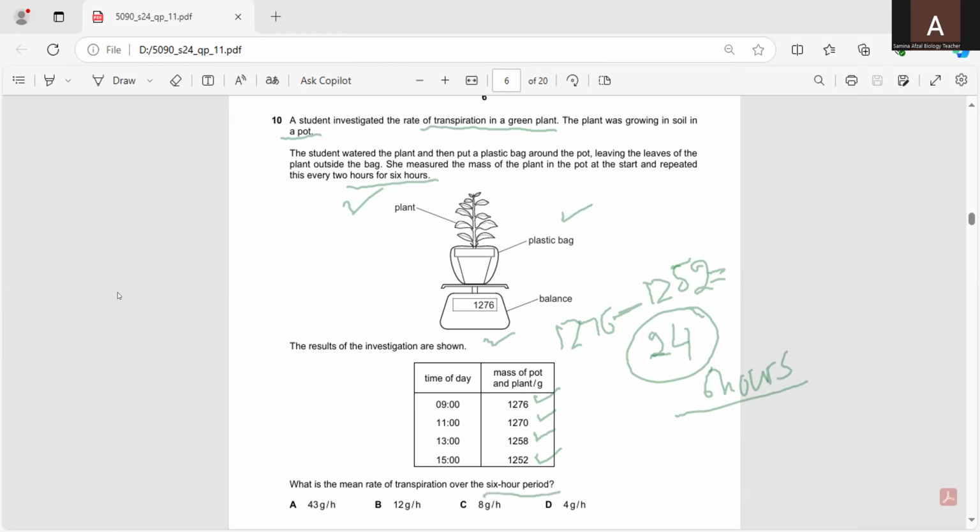So we will divide 24 by 6. So the answer will be 4 grams per hour. We have to give the answer according to 1 hour. So we divide 24, the decrease in mass for about 6 hours, by 6. So the answer will be 4 grams per hour. So the answer is D.